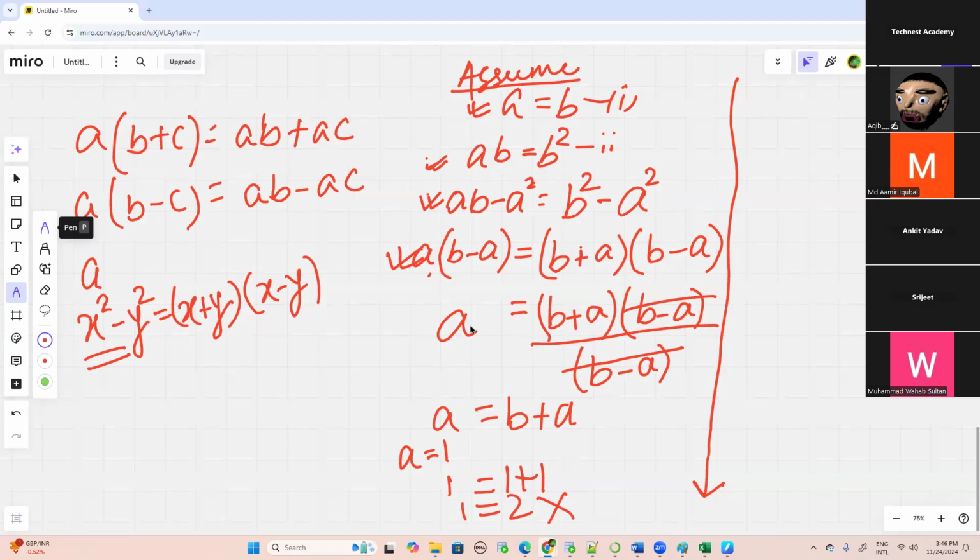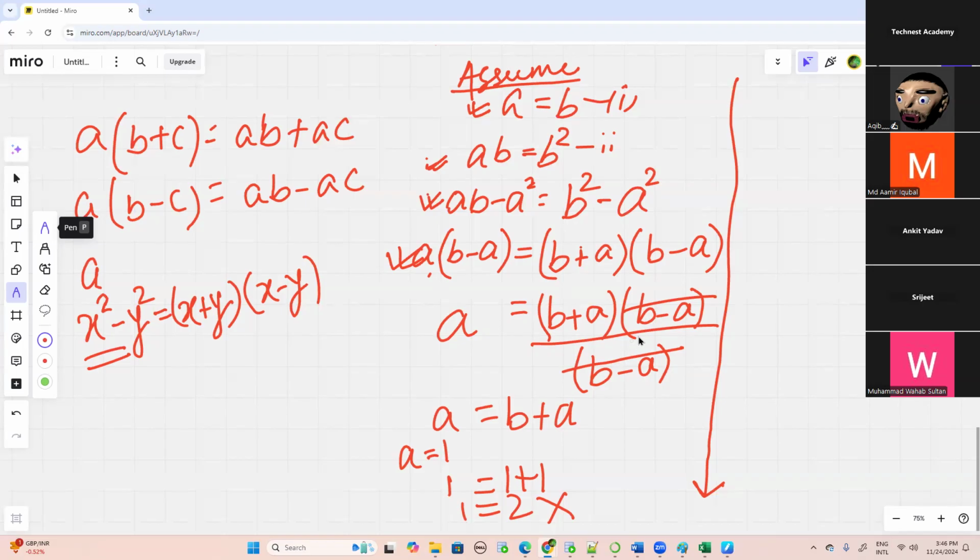Here what am I trying to do? I just divided by B minus A on both sides. You can also say that this B minus A I have taken to the right side. So here this is in multiplication, here this will be in division. Correct? Okay. Now, this B minus A and this B minus A, which I have cancelled here, this is not allowed.